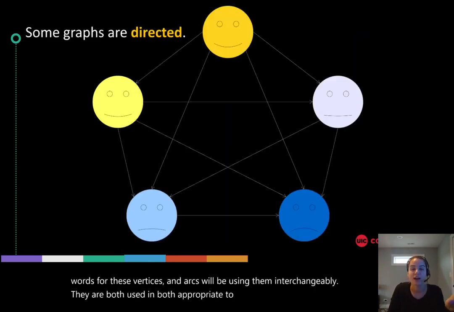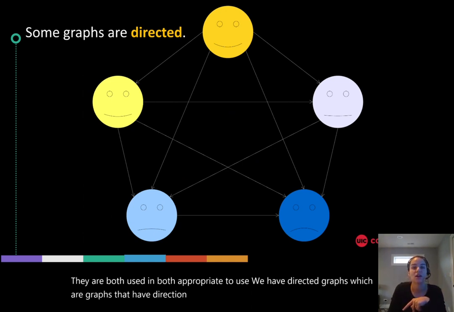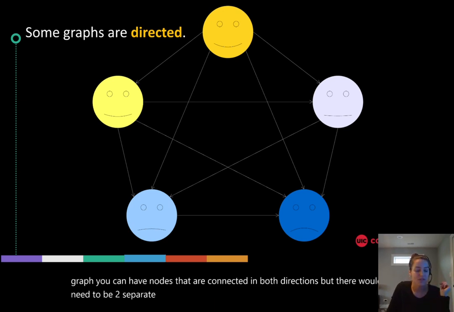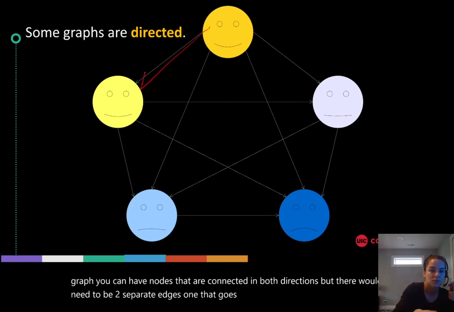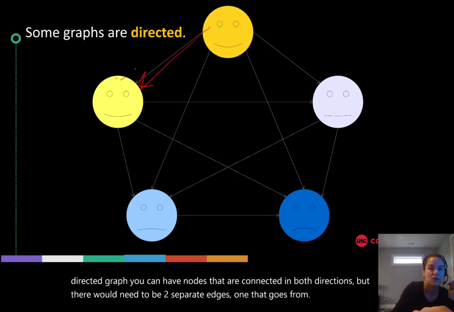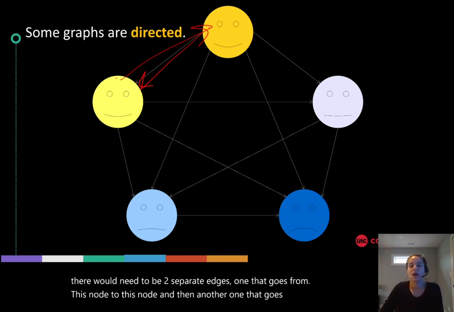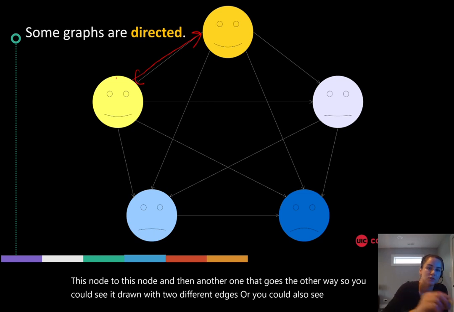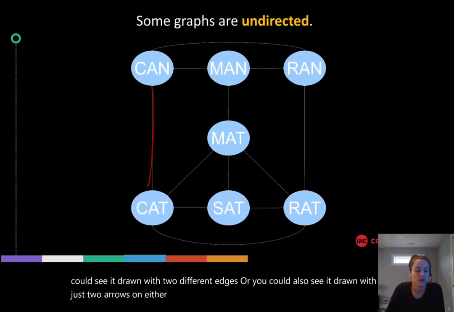We have directed graphs, which are graphs that have direction associated with their edges. And so with a directed graph, you can have nodes that are connected in both directions, but there would need to be two separate edges, one that goes from this node to this node, and then another one that goes the other way. So you could see it drawn with two different edges, or you could also see it drawn with just two arrows on either side. And then we have undirected graphs, which are bidirectional by their nature.